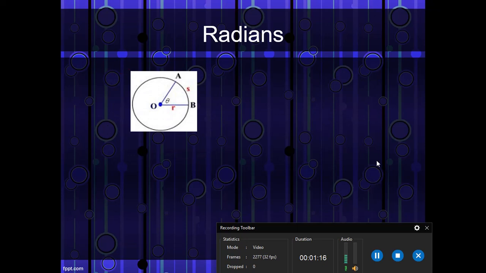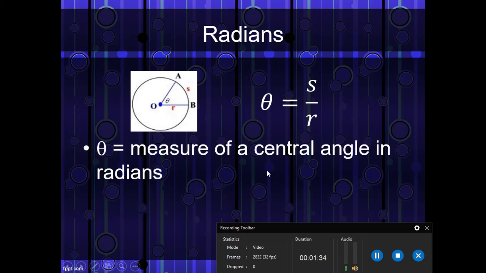If this is our central angle, theta represents our radian measure for the angle. We can see our radius, and S is our intercepted arc. So let's go through each of these symbols. This is the formula that we use to calculate the measure of theta in radians. So again, theta will be our angle measure. Remember, it has to be a central angle.